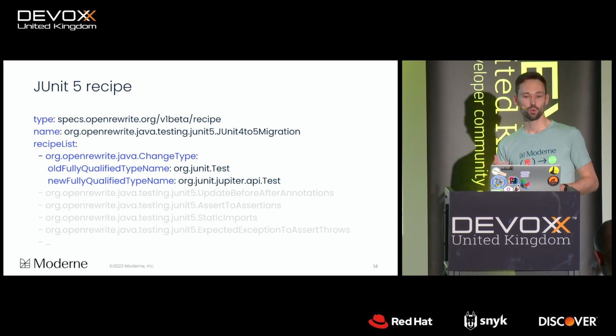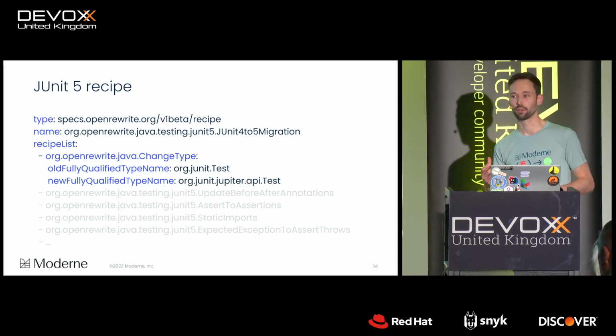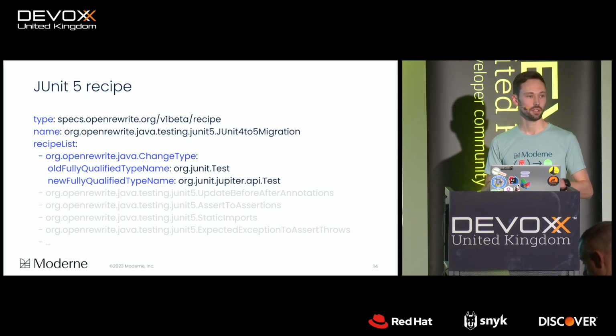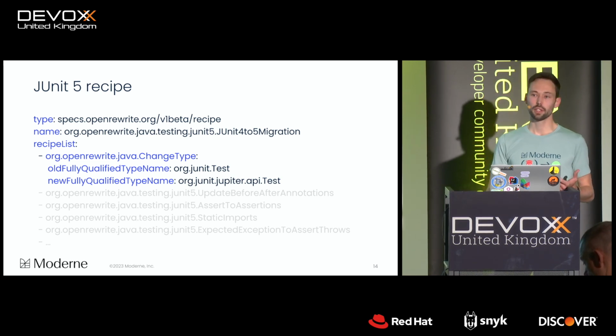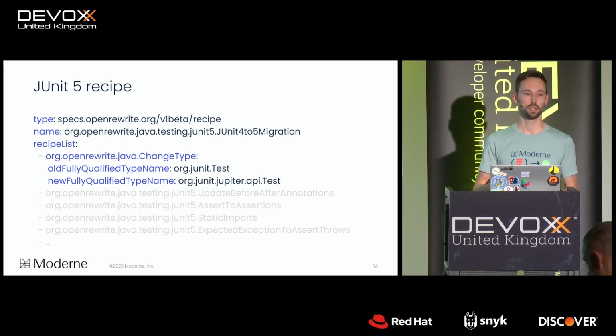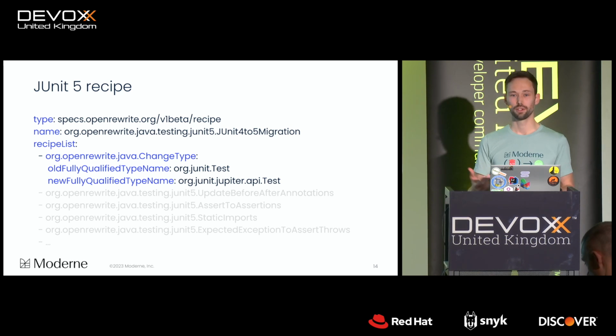I want to show you quickly how you can configure migration recipes in OpenRewrite, such that you can apply these to your own internal frameworks as well. Let's briefly look at a migration from JUnit 4 to JUnit 5, which I hope every one of you has done sometime in the past already.